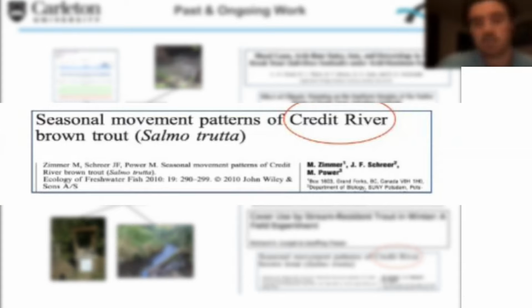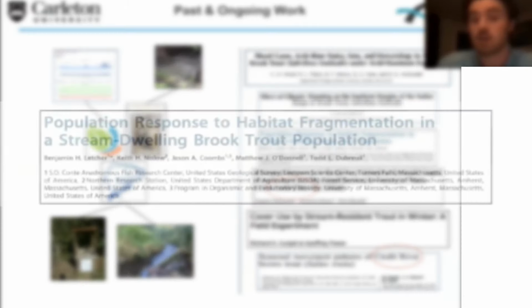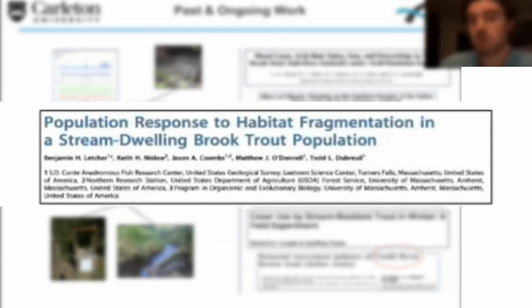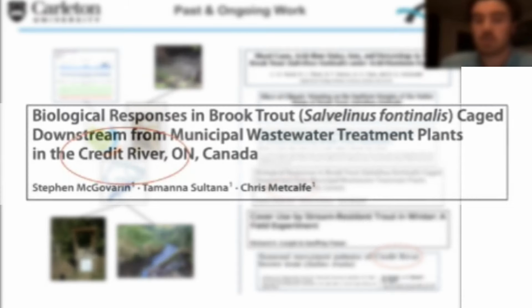And another interesting finding was that flow, volume, and turbidity had a fairly negligible effect on brown trout in the lower river. But it remains to be seen whether or not this is true for brook trout in the upper Credit River. And that's a question that I'd like to answer. So, are the effects of fragmentation and flow and turbidity greater for smaller fish like those upper Credit River brook trout?